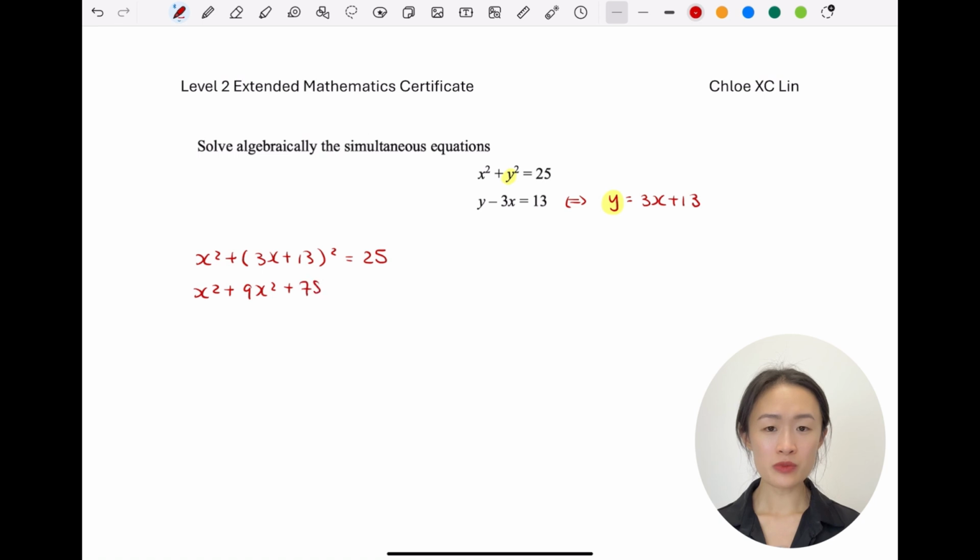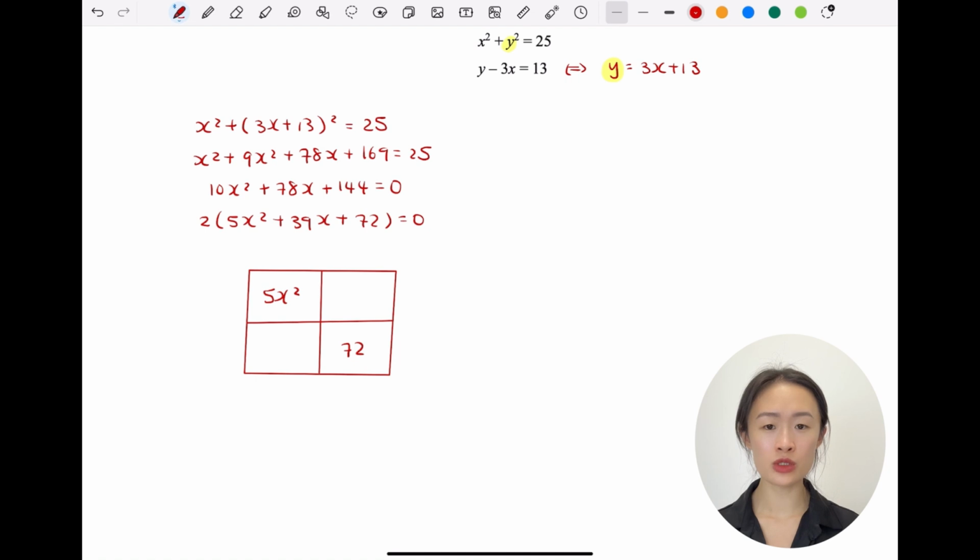Now we have x squared plus (3x plus 13) squared equals 25. By expanding the brackets and collecting the like terms, we can see that we have a quadratic equation. So we can factorize out 2 to make the equation simpler. What I need to do next is to use a Farmer's field to factorize the quadratic equation. 5 times 72 is 360. I need to find two numbers that multiply to give me 360 and add to give me 39, and that is 15 and 24. Now we need to put 15x and 24x back into the Farmer's field.